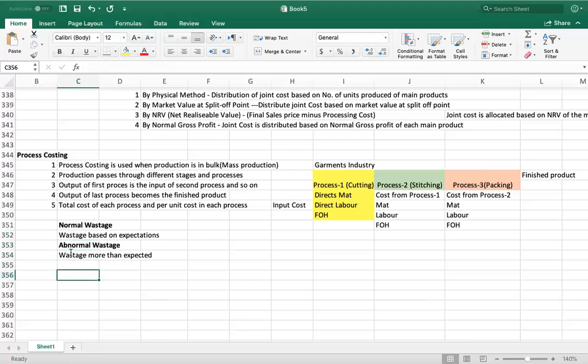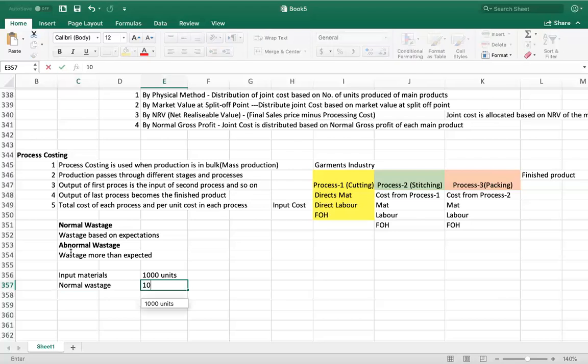Okay, let me give you a very simple example. For example, our input material is, let's suppose, 1000 units. Normal wastage, let's suppose it is 10%, but actual wastage is, let's suppose, 180 units.